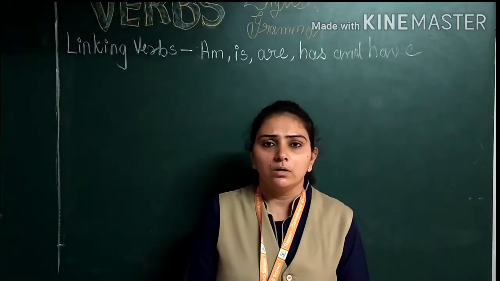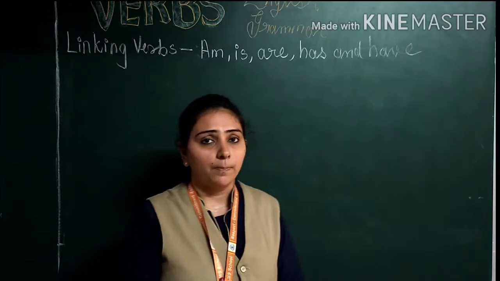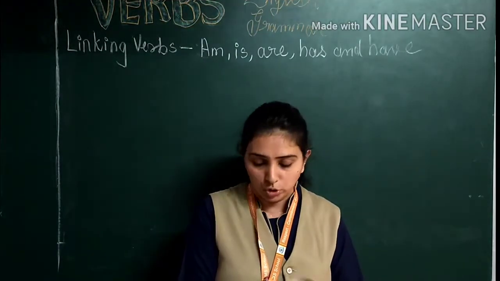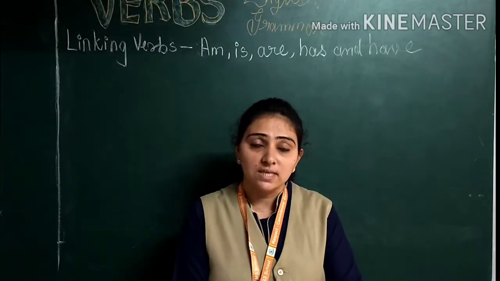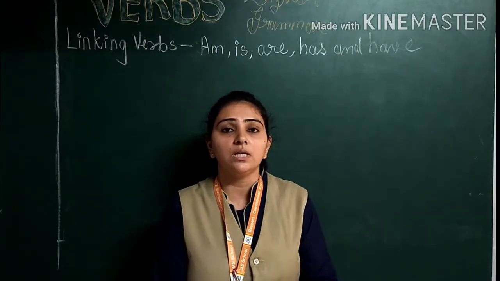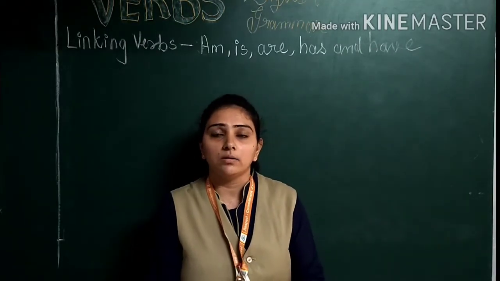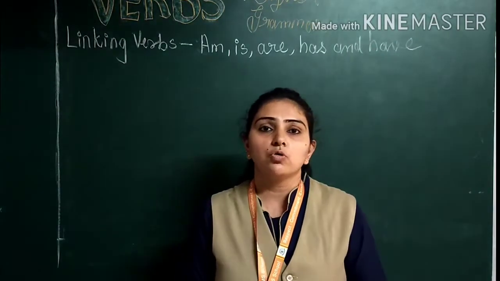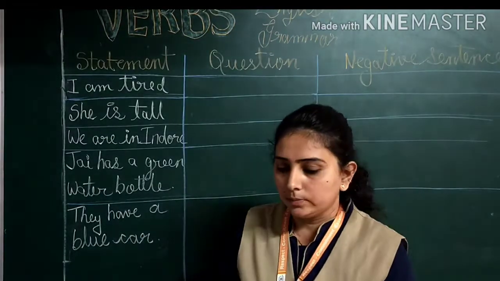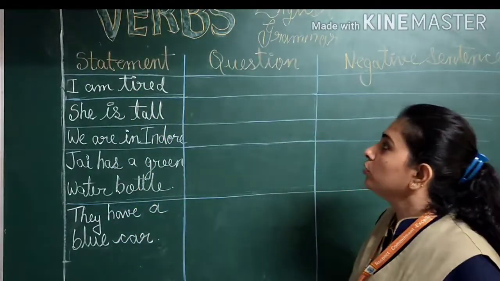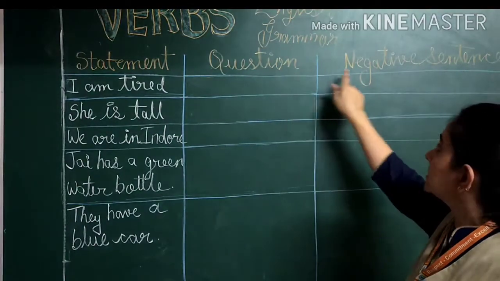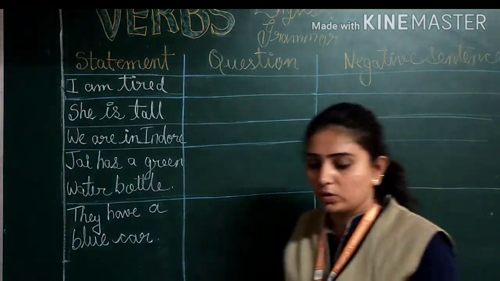Now today we'll see the statements, the table which is given to you on page number 37 in your textbook. So open your textbook. It is very easy to understand by looking into the textbook. So open the textbook and let's start with the questions which are given here. The statement is given to you. On that you have to frame a question and you have to write the negative also of it.